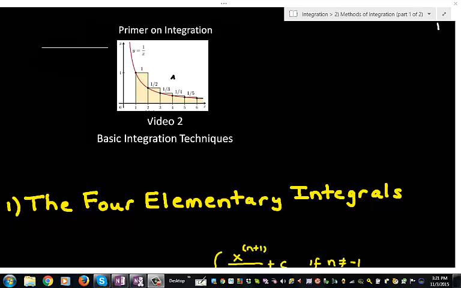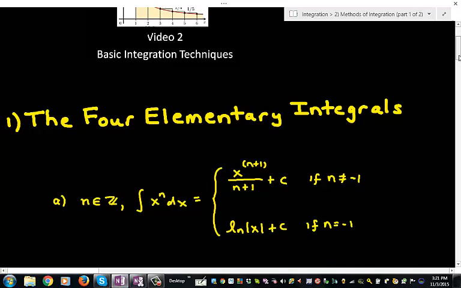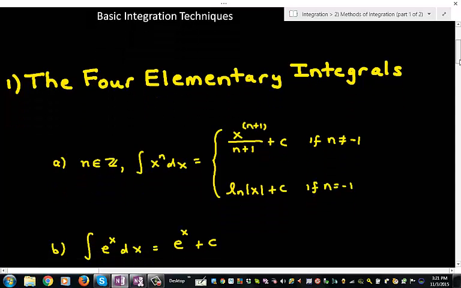Okay, now that we know a little bit about integrals, we're ready to learn integration techniques so we can actually do them. And the first thing we're going to learn is what you might call the four elementary integrals. These are integrals that occur very commonly. We're going to use them over and over again.